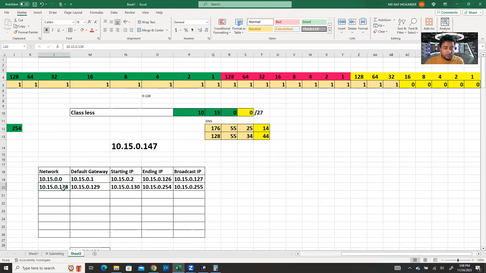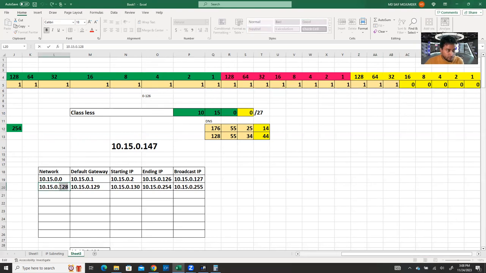What should be the second one? The second one depends on how many bits you borrowed and what is your last bit. So you borrowed 3 bits, right? 1, 2, 3 from your last octet. And the last bit you borrowed, that means your third one, right? Third one, value is 32.